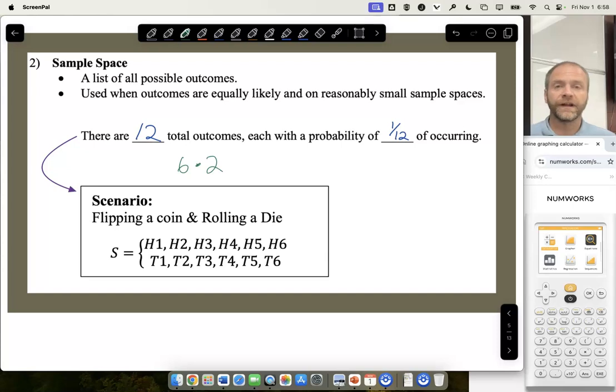They all have a 1 out of 12 chance of occurring. The reason why is because they're all different: heads and a 1, heads and a 2, and etc. So they all have a different probability of happening. So these are the things we've learned so far with our probability strategies.